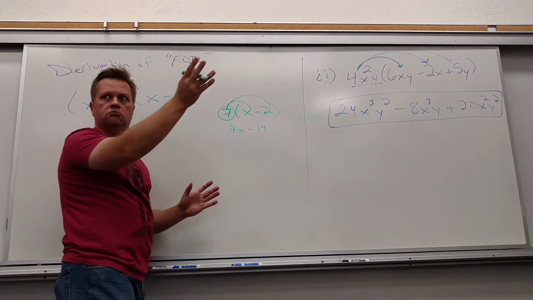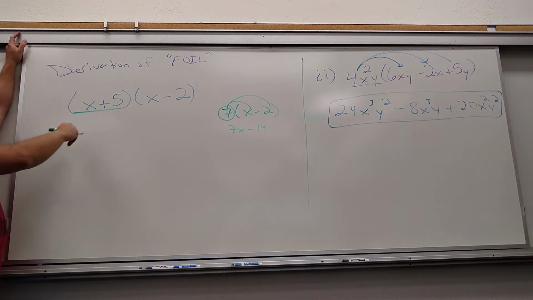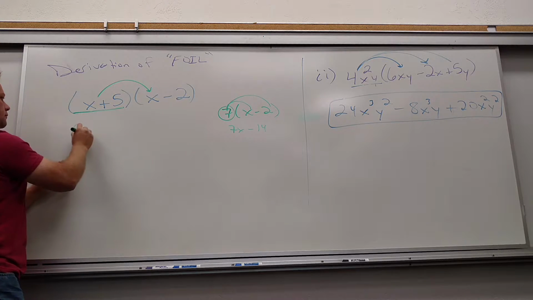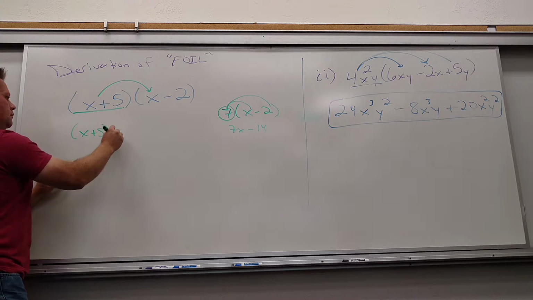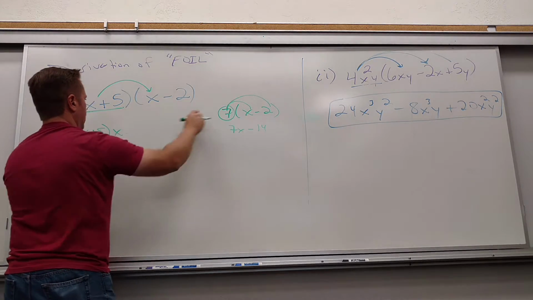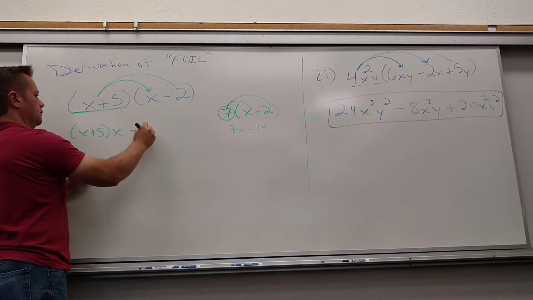Is that cool? Of course we would. So I'm going to take that number, because what is x plus 5? A number that I don't know yet. I'm going to multiply by the x. Is that cool? Same thing we do here. If it was 7, it would be 7x. It's x plus 5, so it's x plus 5 times x. And then I'm going to multiply by the negative 2.